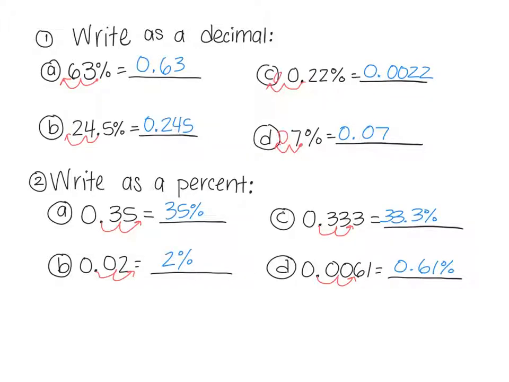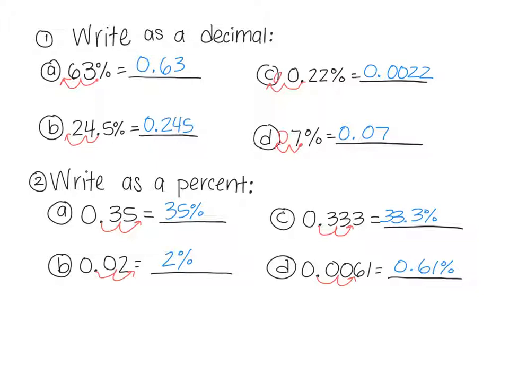These are the answers that you should have gotten. 63 hundredths, 245 thousandths, 22 10,000ths, and 7 hundredths. So notice how on each of these, all I did is I moved the decimal 2 places to the left, because to go from a percent to a decimal, I divide by 100, which, as we talked about on the slide before, a quick trick for this is just move the decimal over 2 places to the left, and then you get your answer. For the percents, you should have had 35%, 2%, 33 3/10%, and 61 hundredths percent.